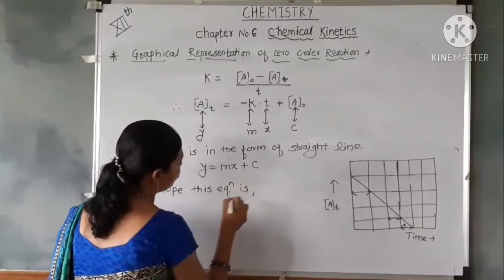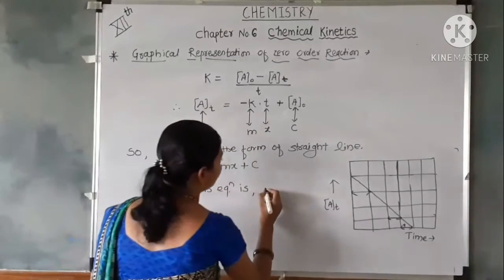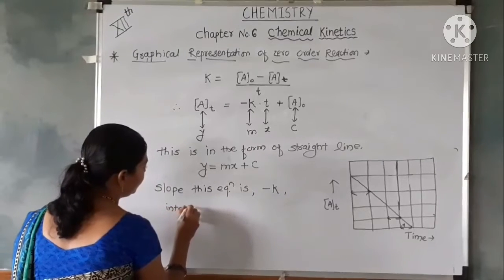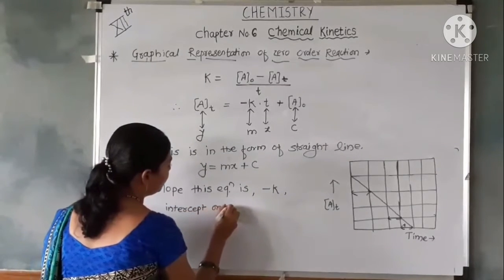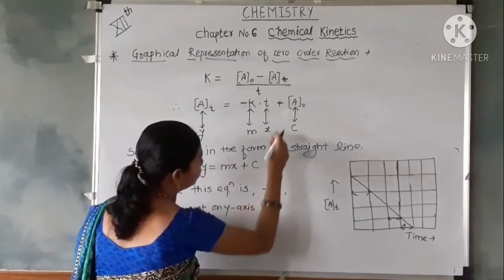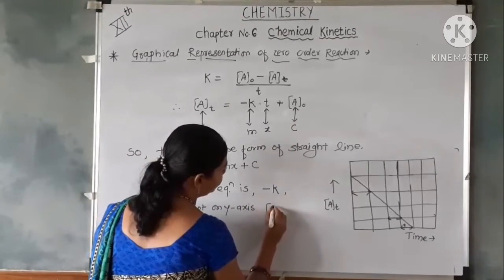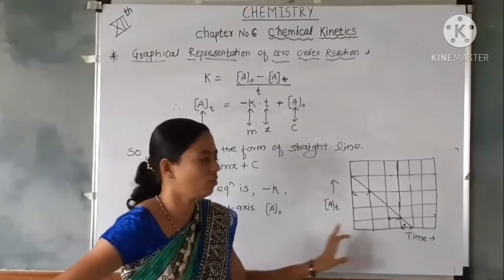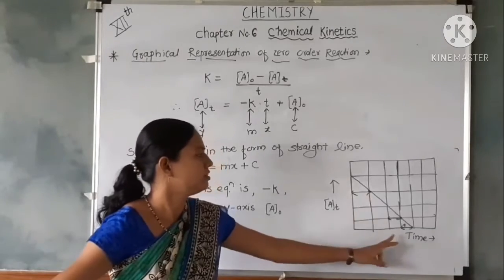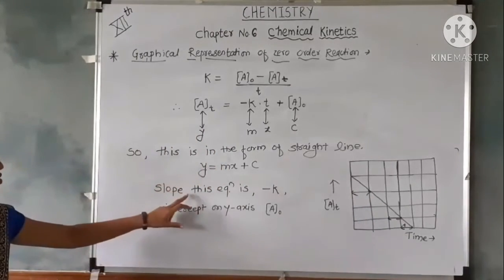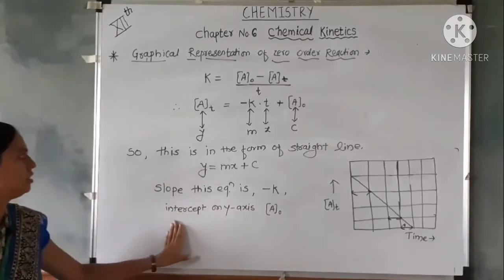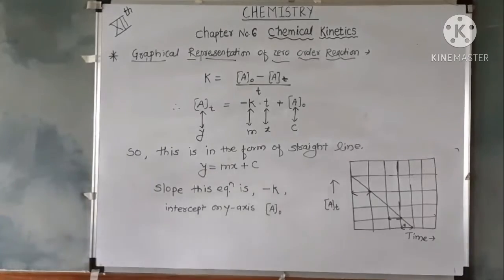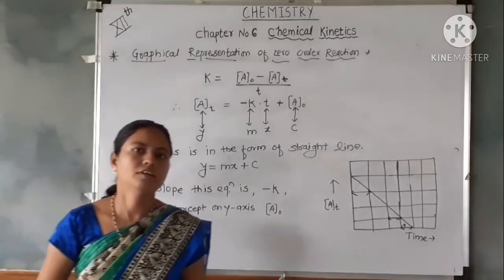which is slope m. Therefore, slope is minus k, and the intercept on the y axis is A0. We plot concentration of At versus time, or final concentration versus time. It is a straight line having the slope minus k and intercept on y axis is A0. This is the graphical representation of zero order.